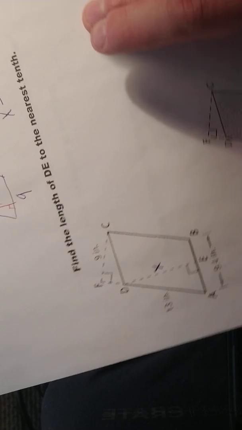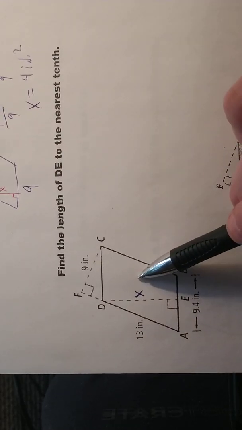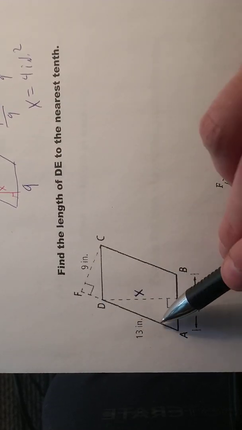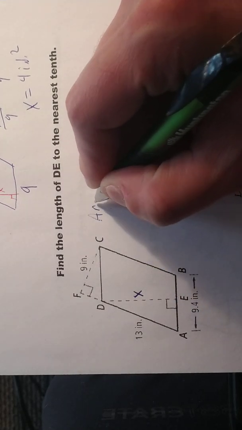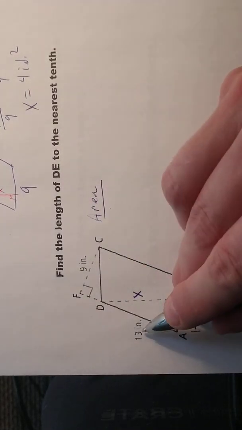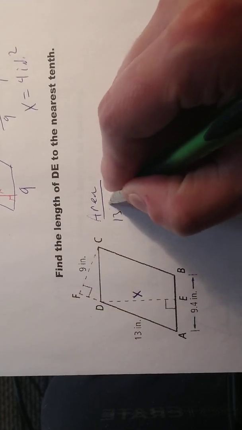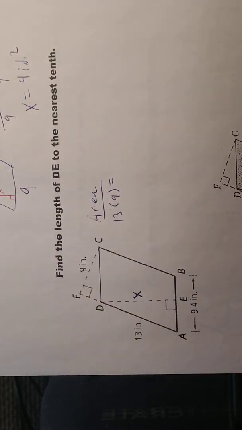So I can figure out the area of this parallelogram. If I use that as the base, my area has to be 13 times 9, like that, if I just turn it. And when I go 13 times 9, it gives me something awesome, I'm sure.